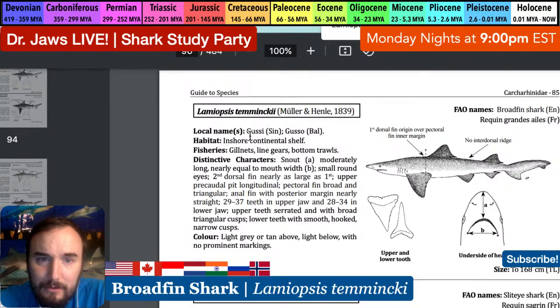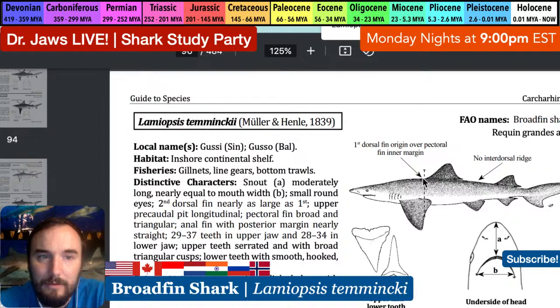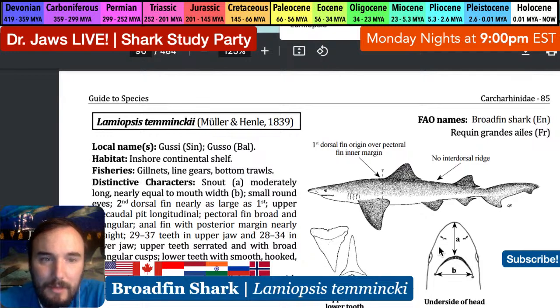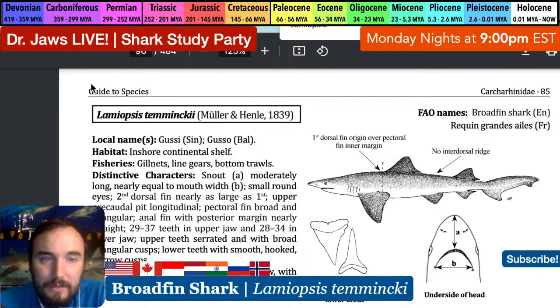So for Pakistan, the local names are Gusi or Guso. I don't know if it's pronounced Gussie or Gusso. But Lamiopsis temminckii, English FAO name is Broadfin Shark. Habitat is inshore continental shelf. I'll zoom in for a better view. There we go. Fisheries: gill nets, line gears, bottom trawls.